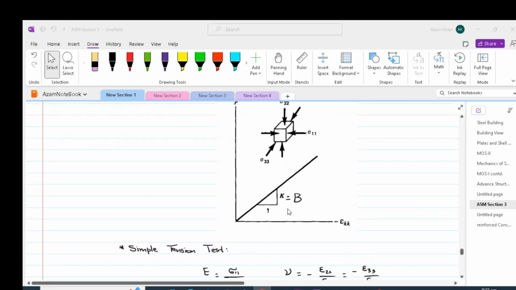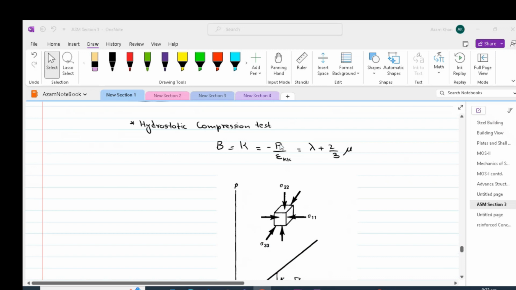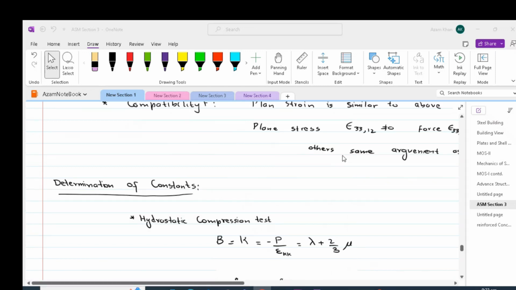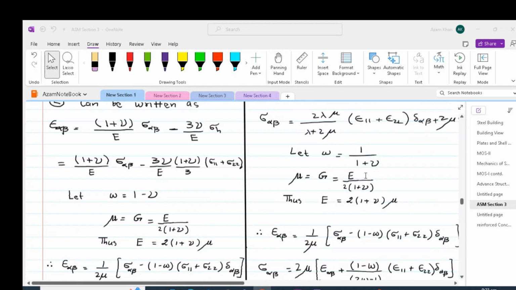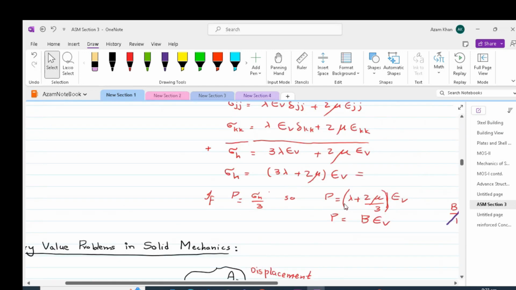Sometimes this constant is called B, bulk modulus, or K. That is equal to P by strain Kk. So strain Kk or strain V, whatever we want to call it, this is a volumetric strain, negative because of the compression, and that is equal to lambda plus 2 by 3 mu. So that is something which we already worked out. So we worked out our lambda, our P equal to lambda plus 2 mu by 3 epsilon V.